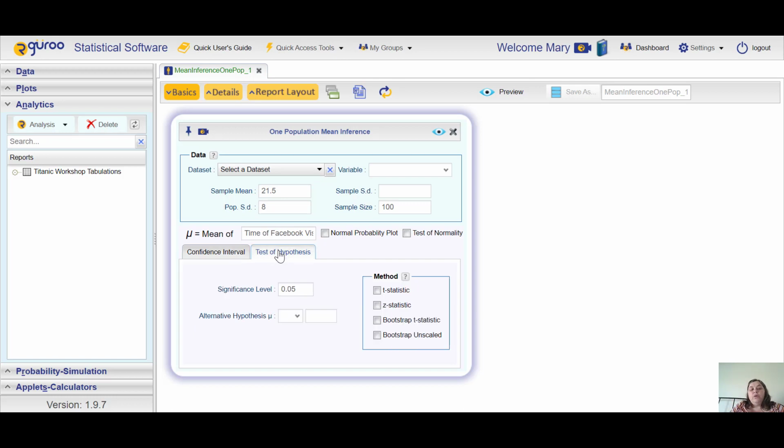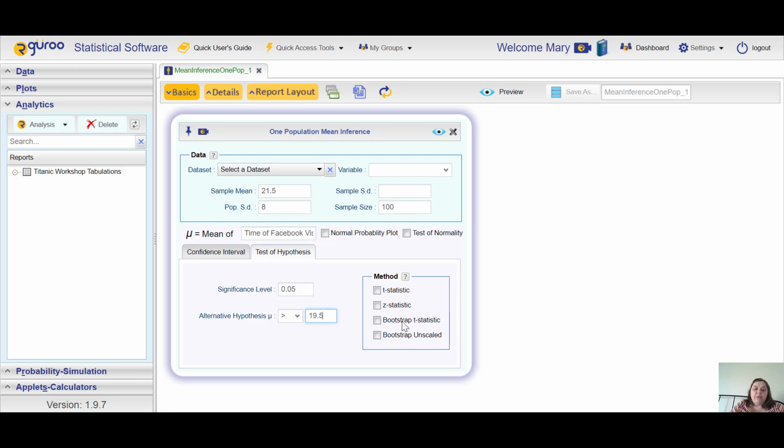And then when you're ready to do the hypothesis test, you would click on the hypothesis test tab, put in your significance level, which is 0.05. And then the alternative hypothesis was that it was greater than, so do the drop down, choose greater than, and then 19.5. And then before you can run the test, you need to choose the method.